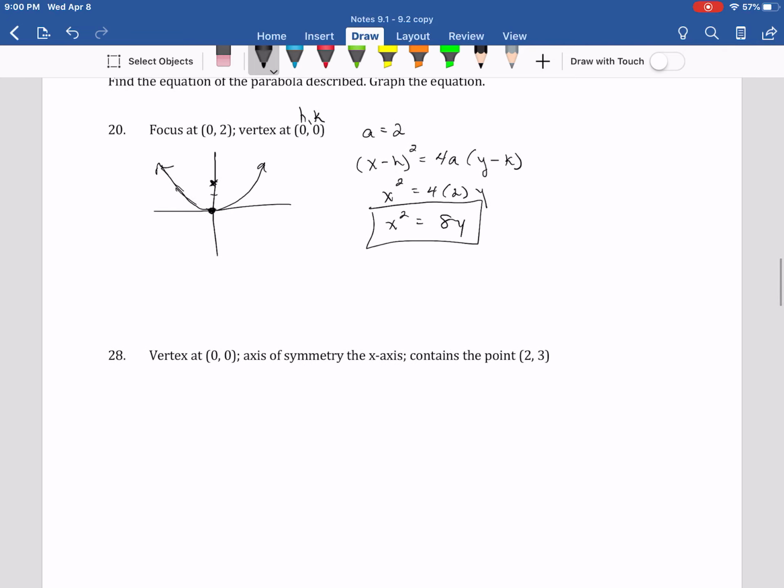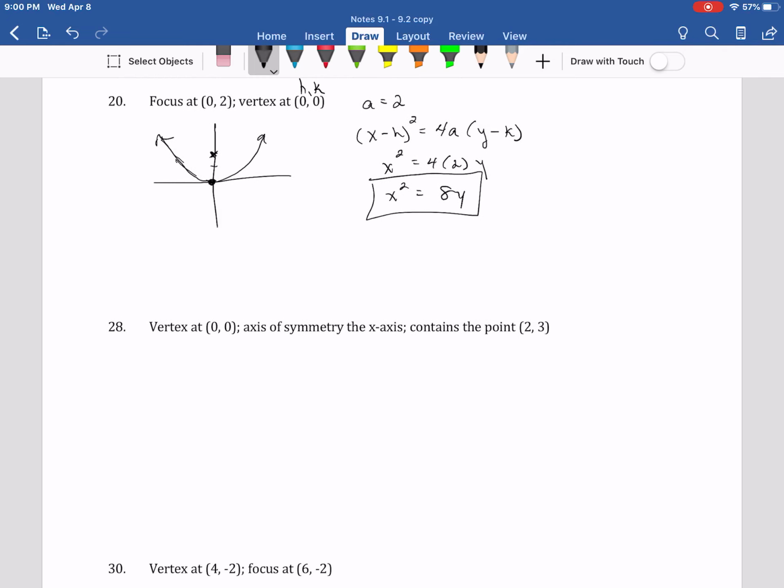And we already have the graph. Number 28, the vertex is at the origin. The axis of symmetry is the x-axis. And somewhere on this graph is the point (2, 3). Well, let's see if we can draw a picture.